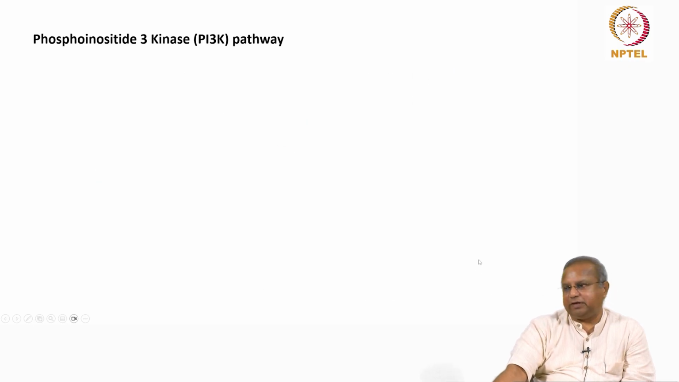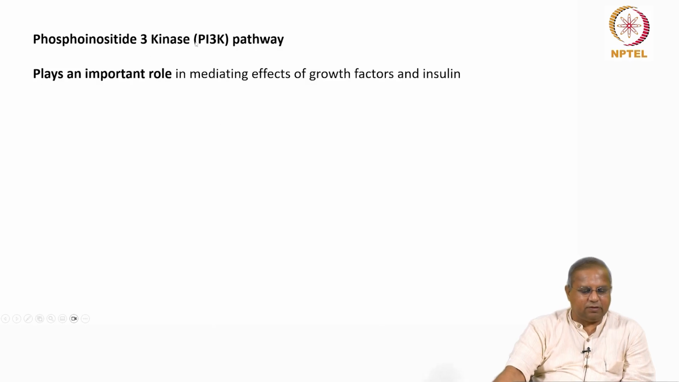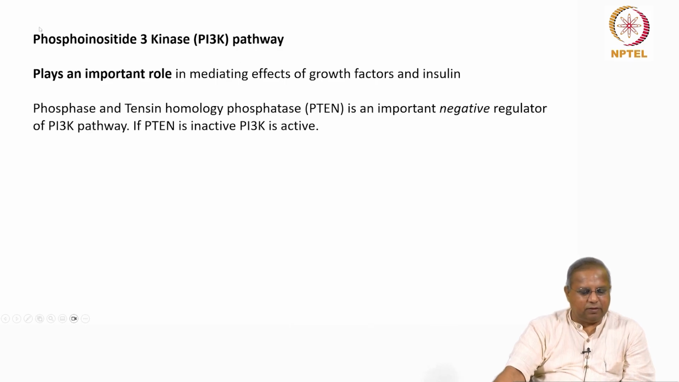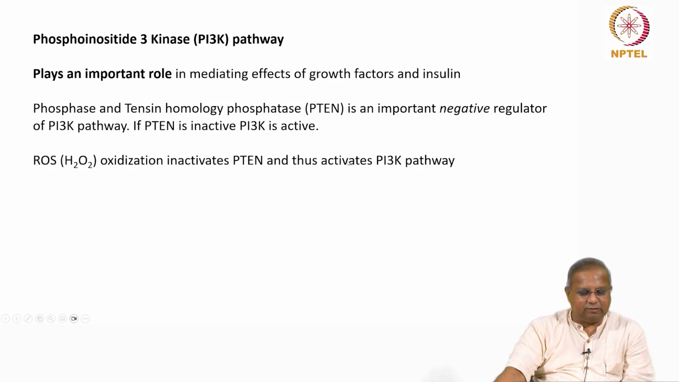The third example is the PI3K pathway. Most of you would have heard of this PI3K pathway, phosphoinositide 3 kinase pathway. It plays a role in many different important processes in the cell, in mediating the effects of growth factors and insulin, for example. Phosphatase and tensin homolog, PTEN for short, is an important negative regulator of the PI3K pathway. In other words, if PTEN is inactive, then PI3K is active. Okay, so that is the molecular biology of things.